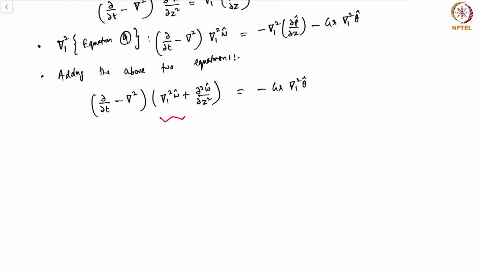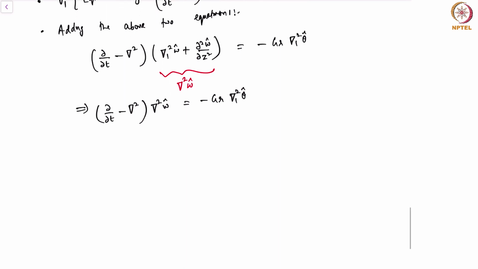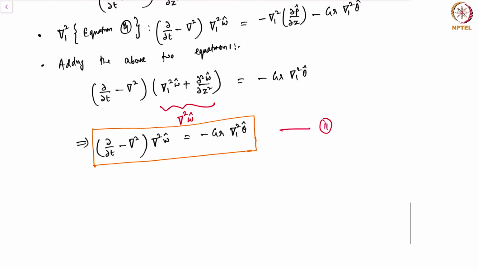But if you expand del 1 square, what was del 1 square? It was del square by del x square plus del square by del y square. But you also have a del square by del z square. This is simply del square of w hat. So what we now have is del by del t minus del square of w hat simply becomes gr theta hat. This is what we basically have. We'll give this a label. We'll call this equation 11.